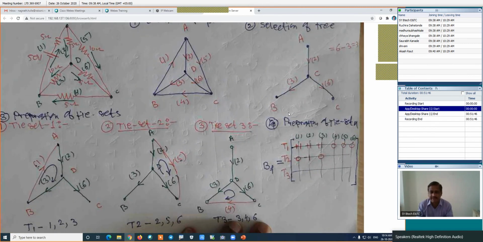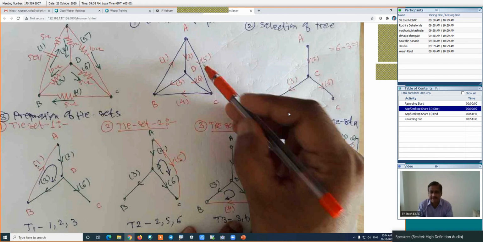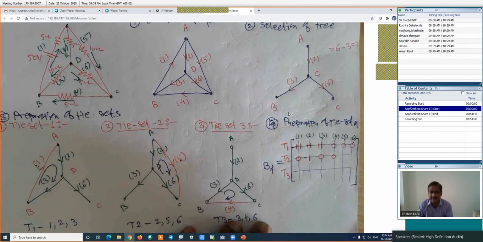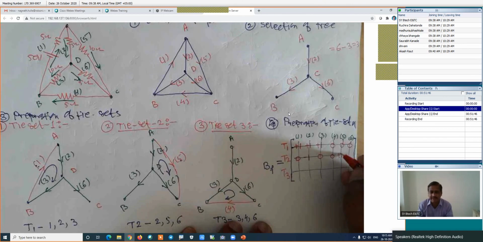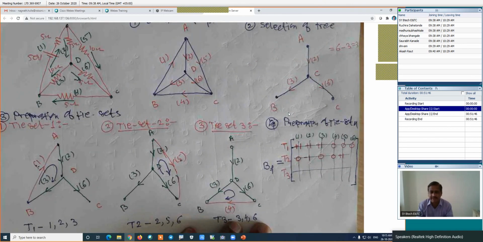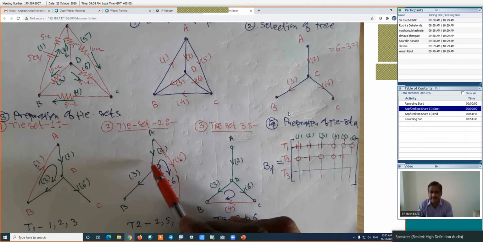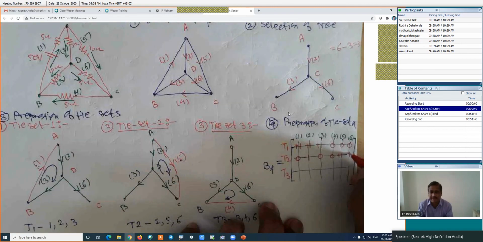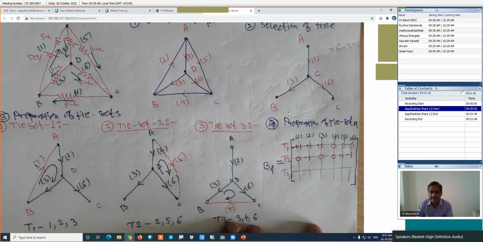For branch number 4, where is branch number 4? This is the 4th branch. That is again not part of that particular loop. That's why its entry will be 0. Branch number 5. Its direction is same as this loop current direction. That's why that entry is +1. And finally, this is branch number 6. This direction is downward and this loop current direction is upward in this branch. That's why that entry is -1. And this is row number 2 in the tie set. That is fundamental tie set.